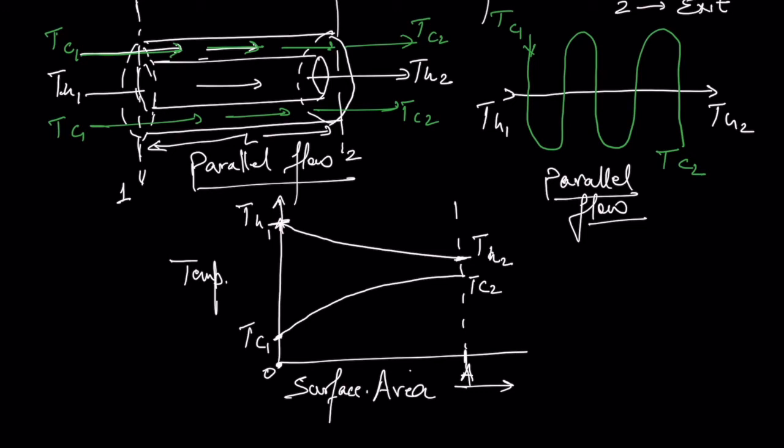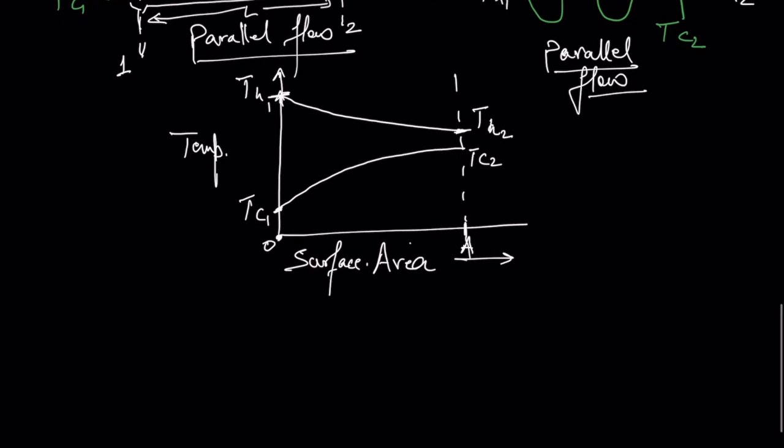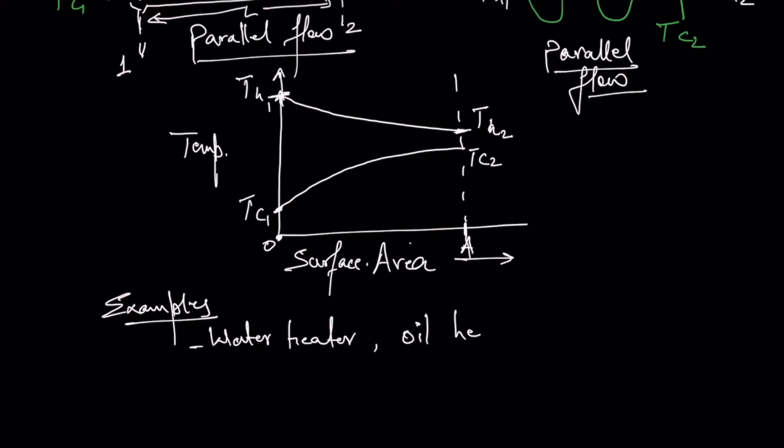Now, what are the usual examples for the parallel flow? Water heaters generally work on the parallel flow. So examples: water heater, oil heater, oil coolers. These are some of the examples where parallel flow type heat exchangers are used.